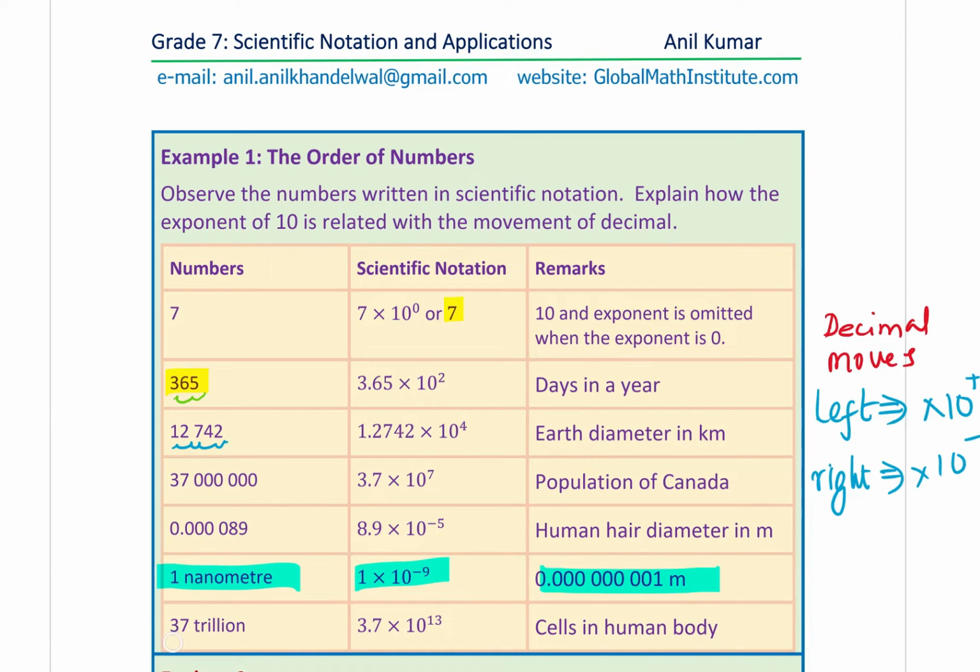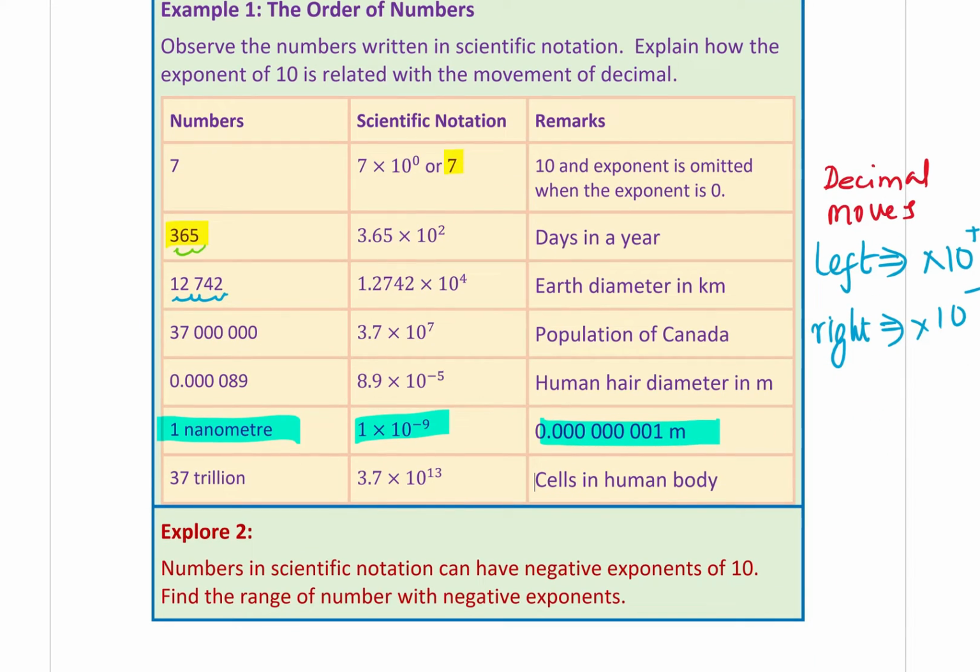Now we have a trillion here also, 37 trillion, which gives you the number of cells in the human body. So 37 trillion can be written as 3.7 into 10 raised to power 13. Okay, so that is the trillion. Sorry, this was billion, not trillion. So 1 over billion will be nano, right? Now based on this, here is an exercise for you, which is example 2.